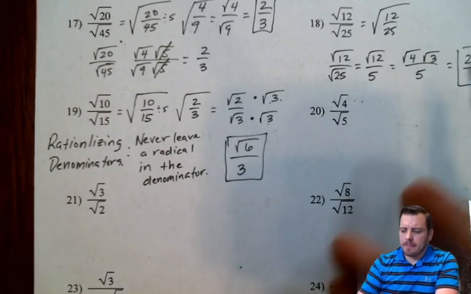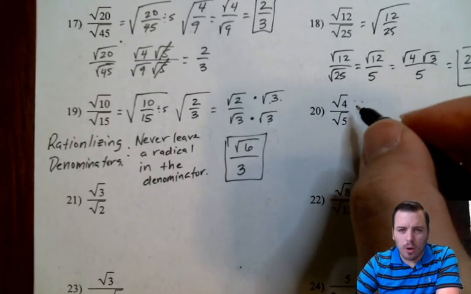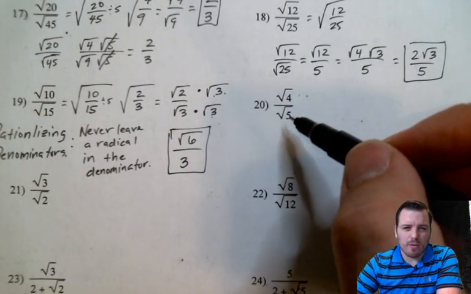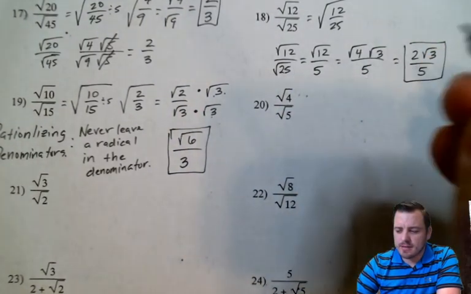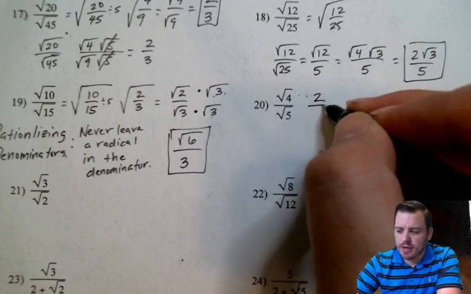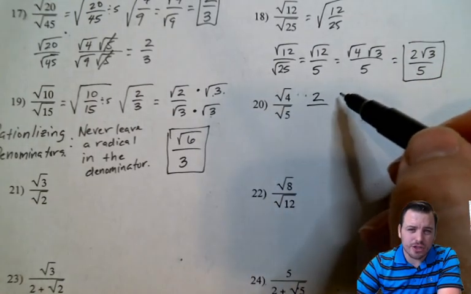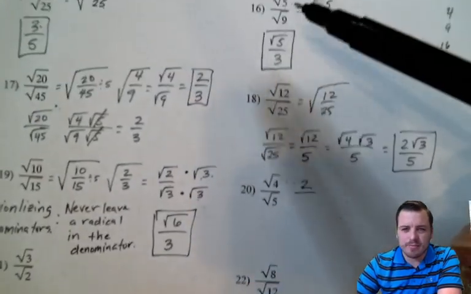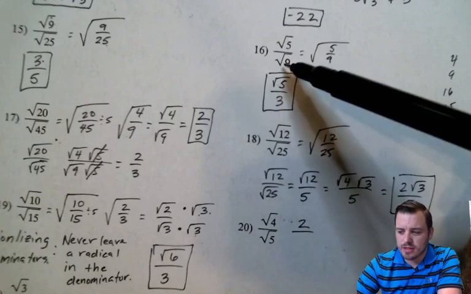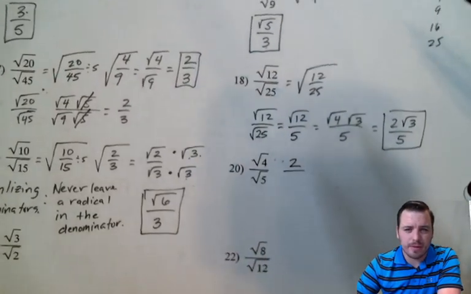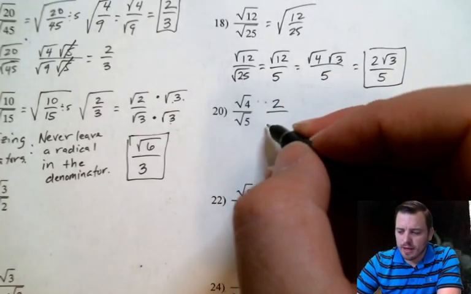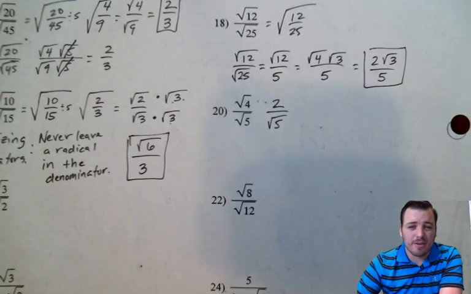From there, let's go to number 20, sorry. So radical 4 over radical 5. Now radical 4 is obviously 2, and anytime it gives you something like that, you can change it in the beginning. So even with these up here, you don't have to do that. You can just go straight to 3 and then see what you can do from there. Okay, so this gives me radical 4, so that's 2, and then radical 5 is just simply radical 5.